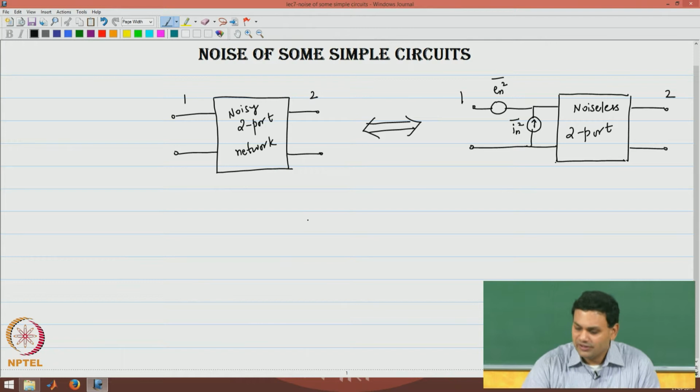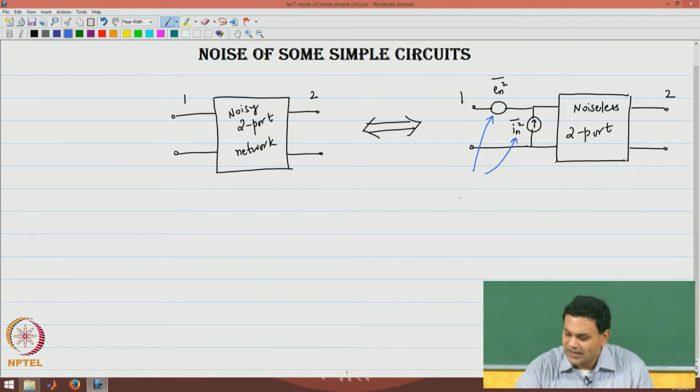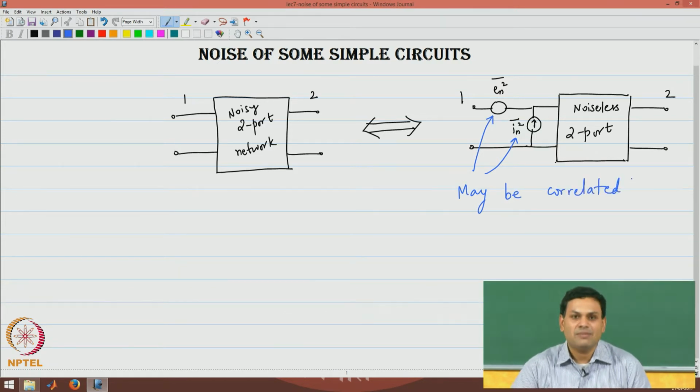The other thing to remember is that in general, En squared and In squared may be correlated. This is because the same set of devices inside the two-port that are producing noise contribute to both En squared and In squared. So, in general you would expect En squared and In squared to be correlated. This correlation may be partial or total, and that really depends on the exact circuit that is being considered.